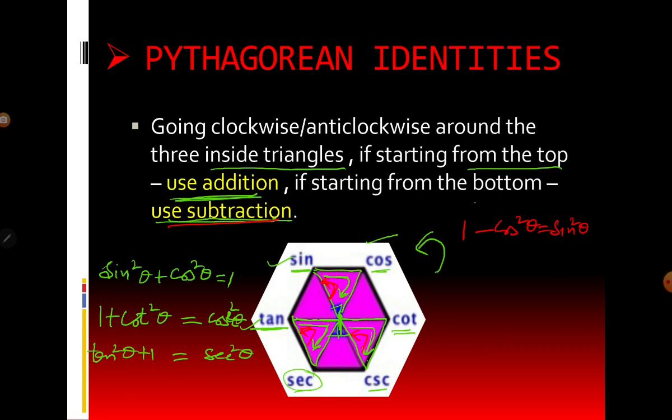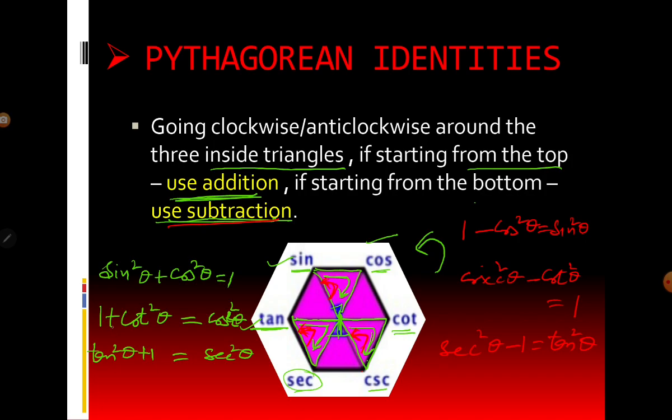Then again, from this side to this side, going towards cosecant, cosecant square theta minus cot square theta is equal to what? 1. Now again, from this towards tan, what we'll get? Secant square theta minus 1 will give tangent square theta. So you can compare these two values.